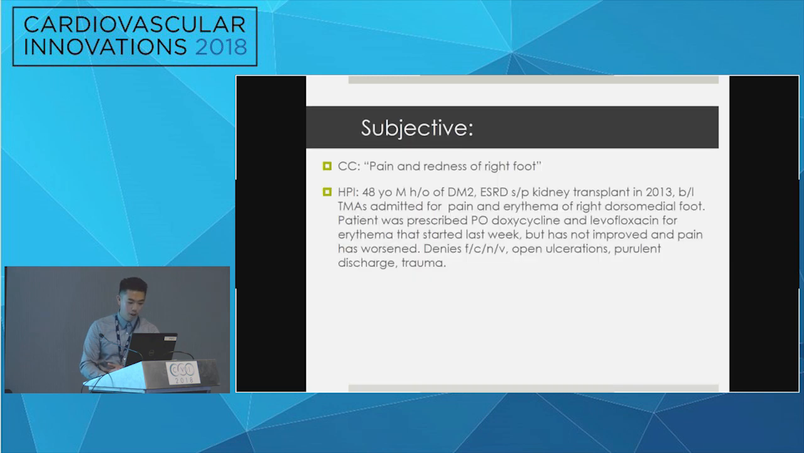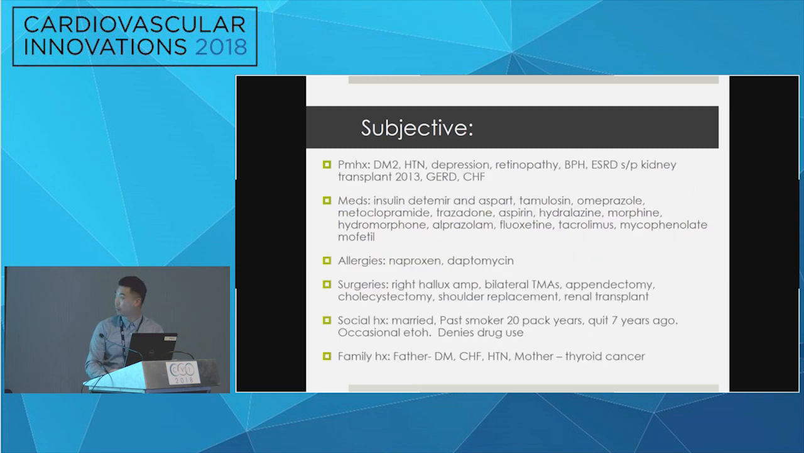So to start off, the chief complaint is pain and redness to the right foot. This is a 48-year-old male, history of type 2 diabetes, end-stage renal disease, status post kidney transplant in 2013, bilateral TMAs, and he was admitted for pain and erythema of his right dorsomedial foot. The patient was previously seen by the attending, and he was prescribed PO doxy and Levaquin for the past week, but it did not improve. He had increased pain and increased erythema, so he was admitted to the hospital for further evaluation and IV antibiotics. Denied any fevers, chills, nausea, vomiting, any open ulcerations or purulent discharge, or any trauma.